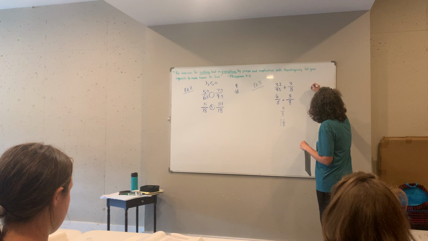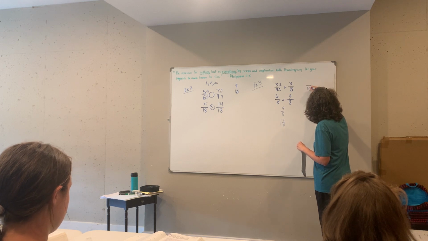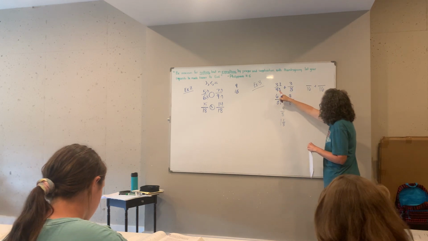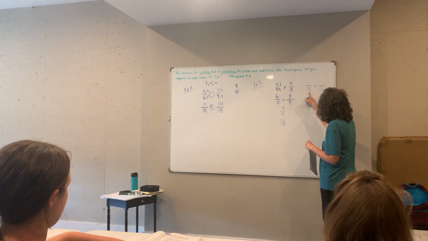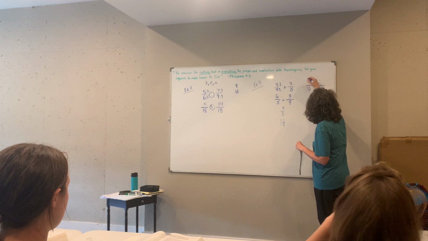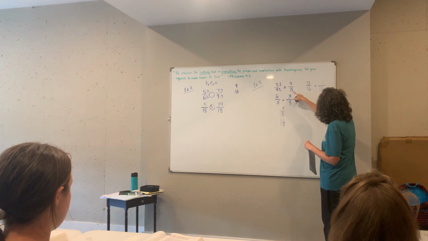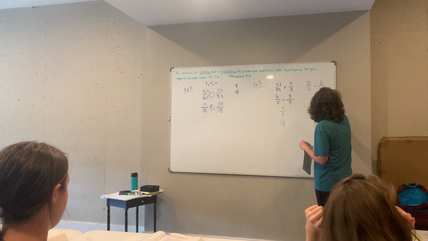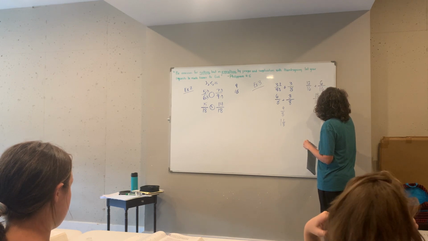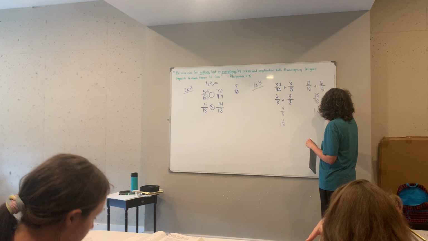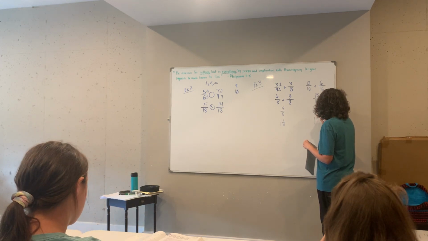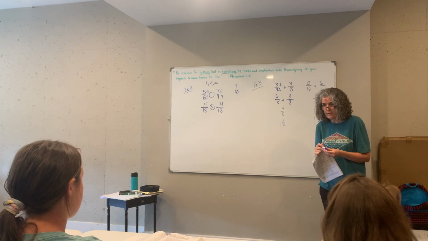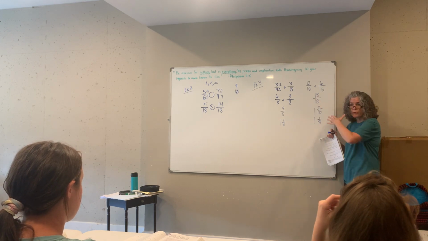Some of y'all, I noticed, did 16ths. And that would be totally fine. Look what happens if you do 16ths. This one would have to be multiplied by 4, so I'd multiply that one by 4. This one would have to be multiplied by 2, so I'd multiply that one by 2. And I'd get 18/16, which is 1 and 2/16, which is 1 and 1/8. So even if you chose a different denominator, as long as you do the work with it, it'll still work out.